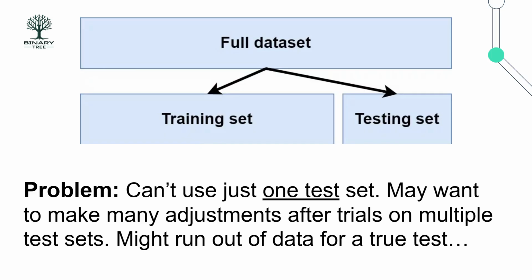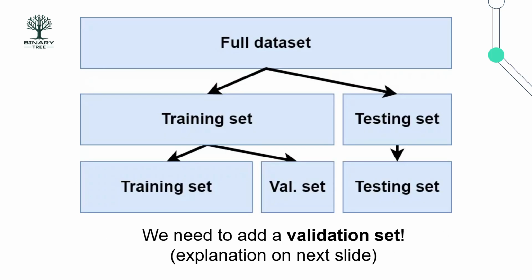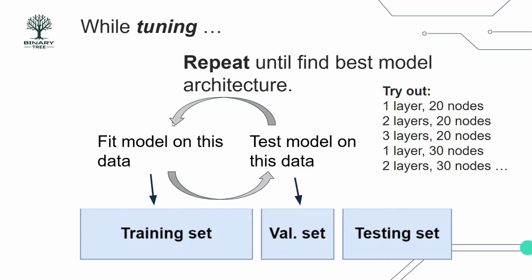What we do now is we can't just use one test set. Sometimes, for real tests, we can run out of data. So what we do is we add a validation set. Within the training set, we have our training, and then we also have validation. While we're training and tuning, we use the original training set and train on that, and then we use validation to test it within there. And then we keep that final testing set untouched until the final test.